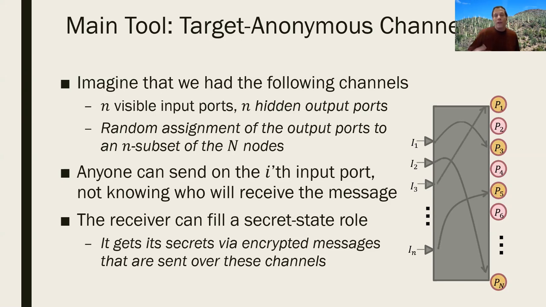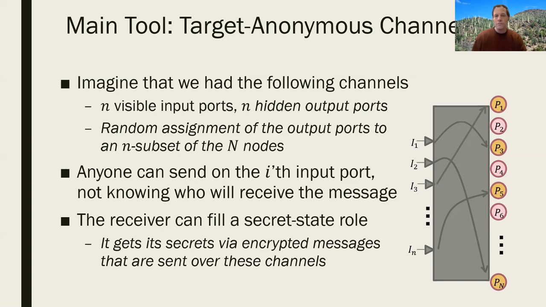So now if we had channels like that, then anyone can send a message on the input port without even knowing who will receive the message. And the receiver will have this secret state role. So if somebody wants to pass a secret state to receiver number 5, they're gonna send it on port number 5 and somebody will get it. And the way to do that, you can send an encrypted message over these channels, and then the right person will get it.